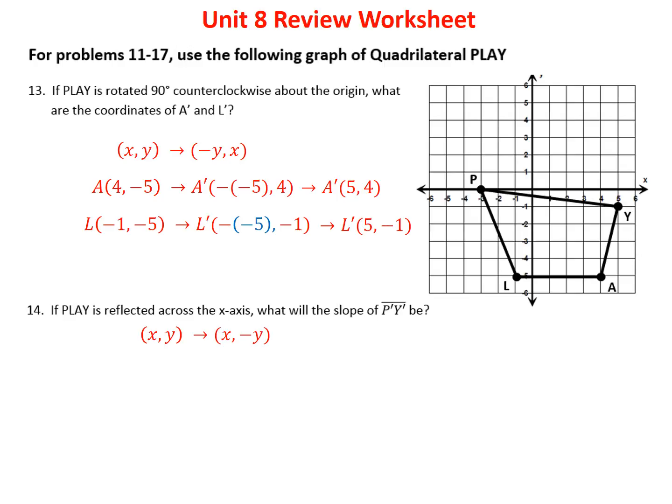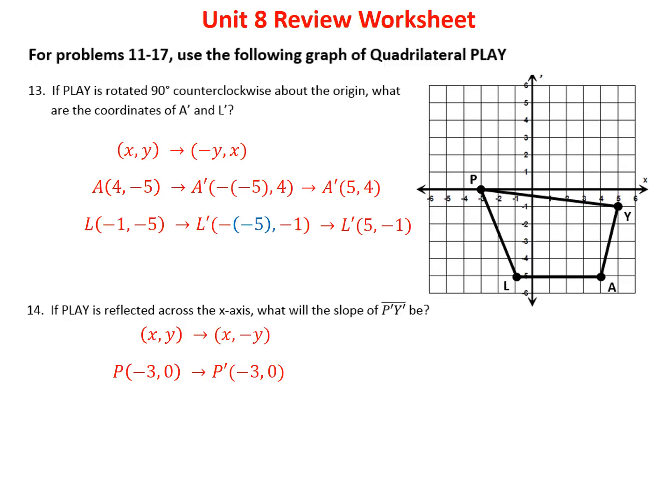Problem 14 asks us, interesting question, to find the slope of P prime Y prime if it's reflected across the x-axis. You might look at PY right now and realize it goes down 1 and over 8, so the slope is -1/8. But what happens if I reflect that across the x-axis? Well, let's find out what P prime and Y prime are.